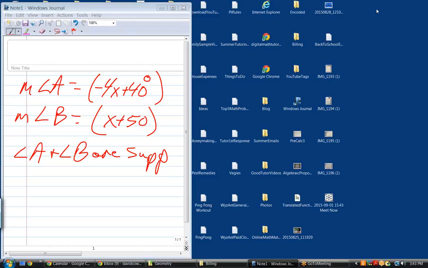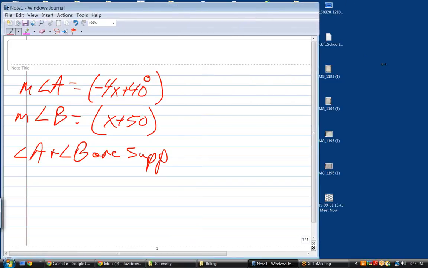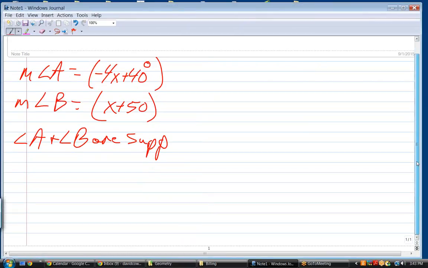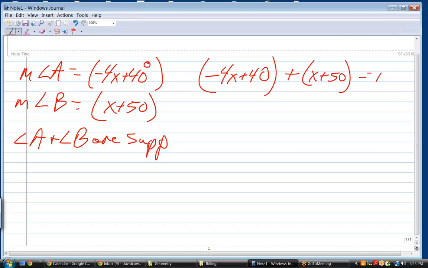Let's just talk about this for a second, because this particular problem illustrates something very important. So if these two angles are supplementary, what equation can I write? Parentheses, negative 4x plus 40 plus parentheses x plus 50 equals 180. Now, I'm glad you used the parentheses, but they're not actually necessary. The only reason I use them in this problem is for clarification.